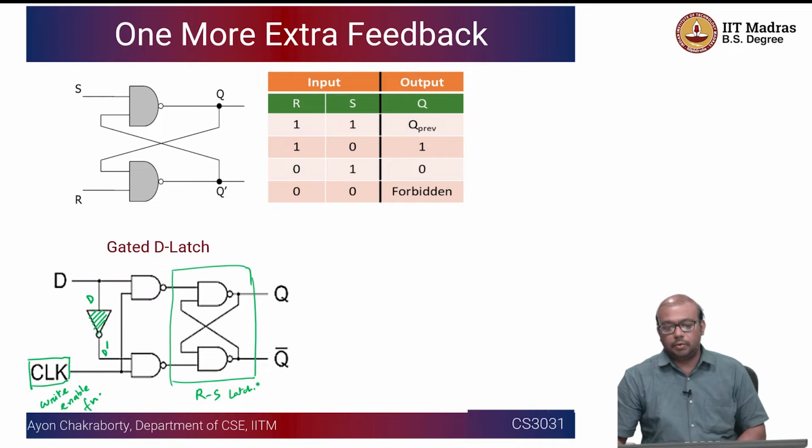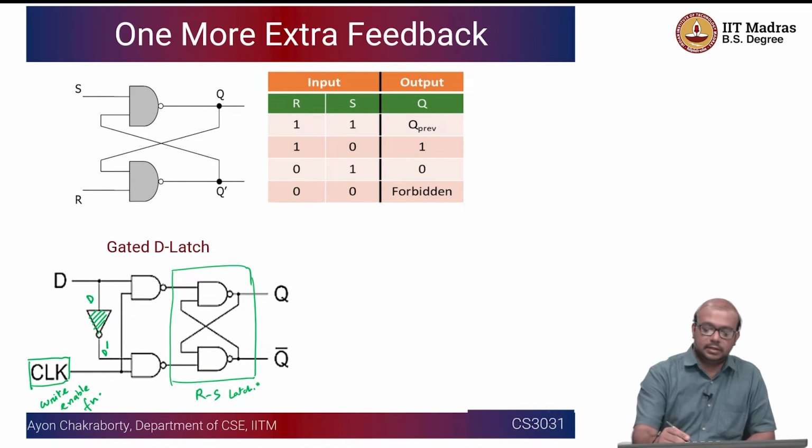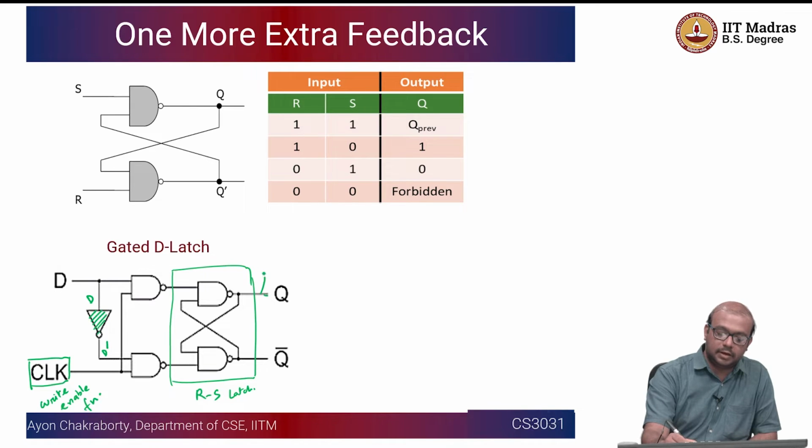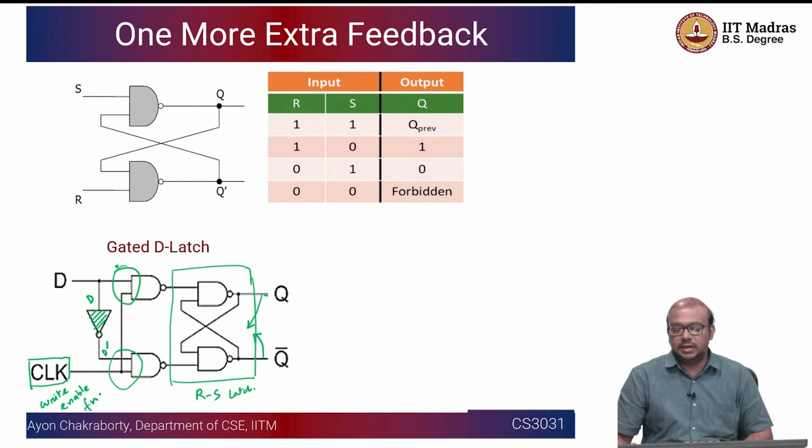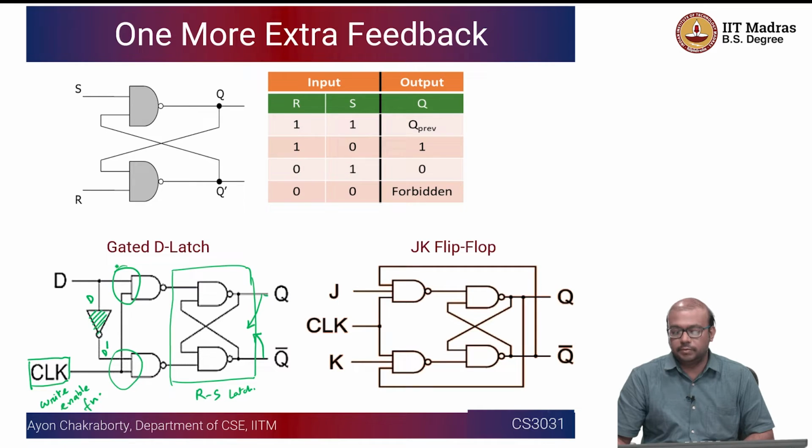One more extra feedback could be given from this Q to the top NAND gate. This output is going to come down and go as feedback to one of the inputs here. Similarly, this Q bar is going to go as feedback to one of the inputs here. So this is a new kind of flip-flop which is called a JK flip-flop, and it has two inputs, J and K. Let us see how this looks.